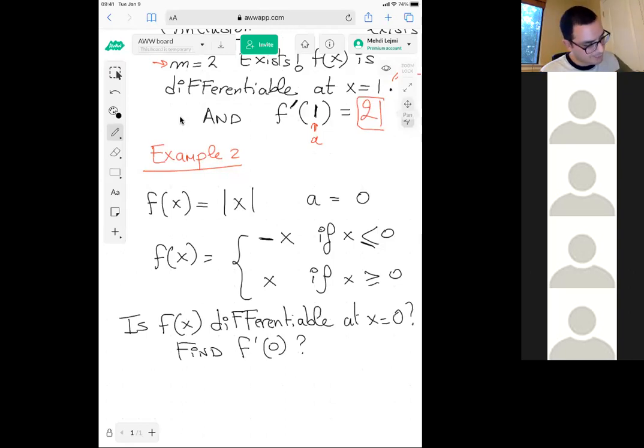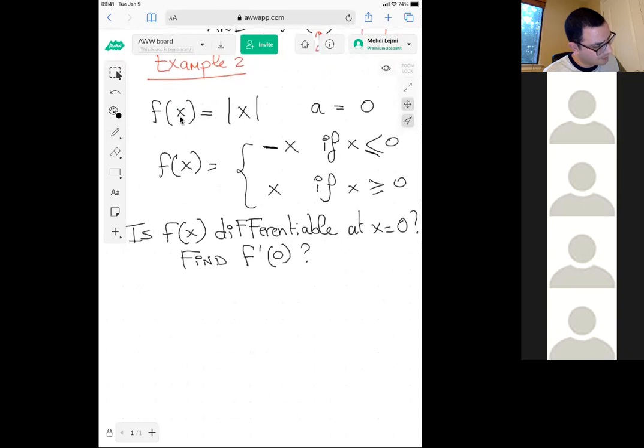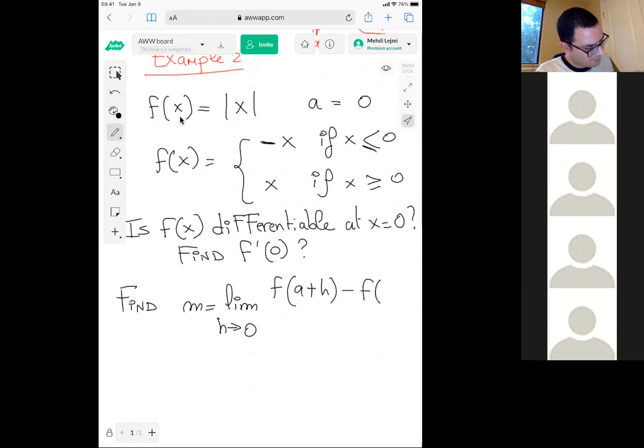Okay, so there's only one step. The only step is to find the number m. So we need to compute m, which is the limit as h goes to 0 of f of a plus h minus f of a over h. Again, the definition, guys. So this is the definition of m, right?